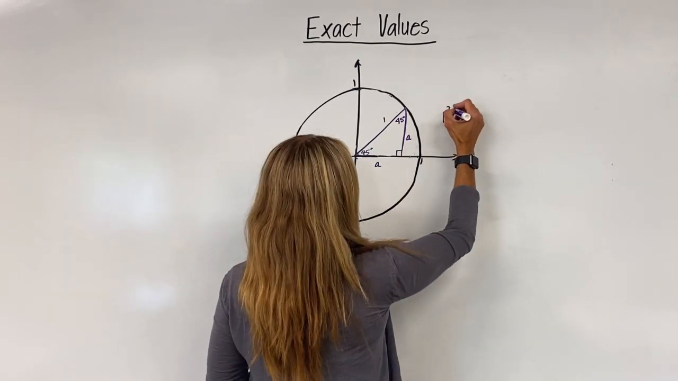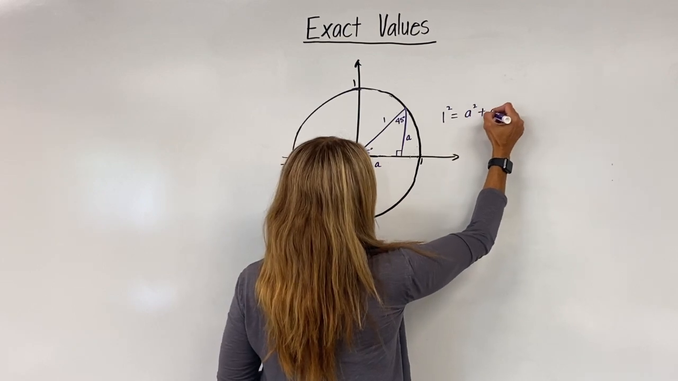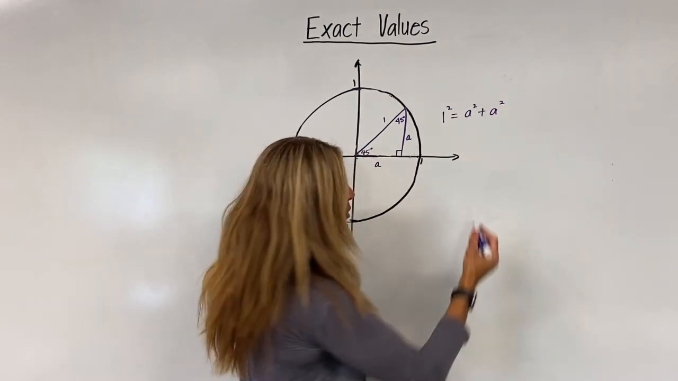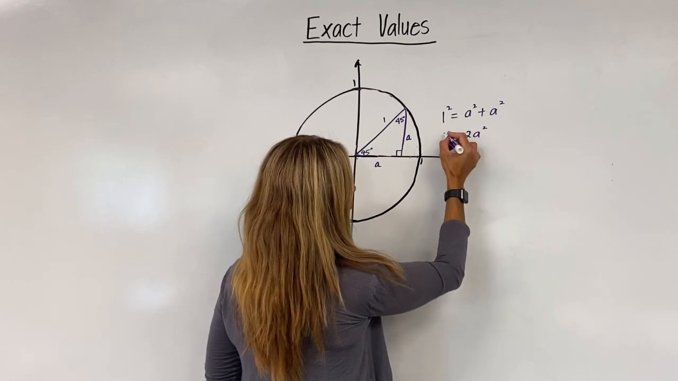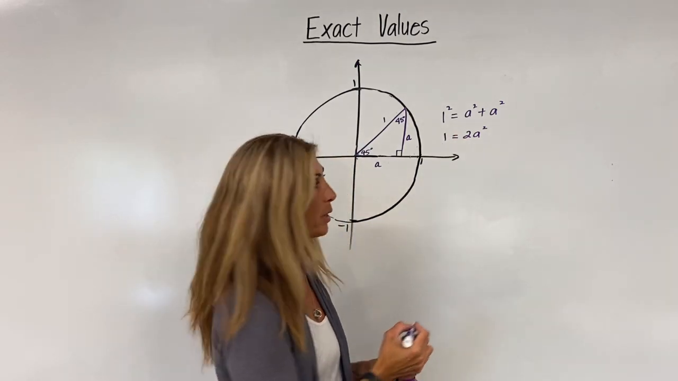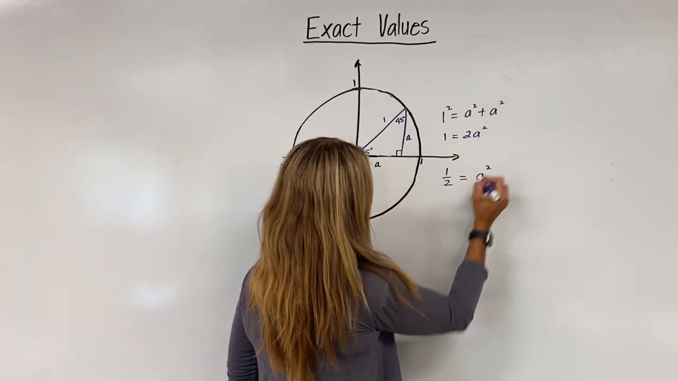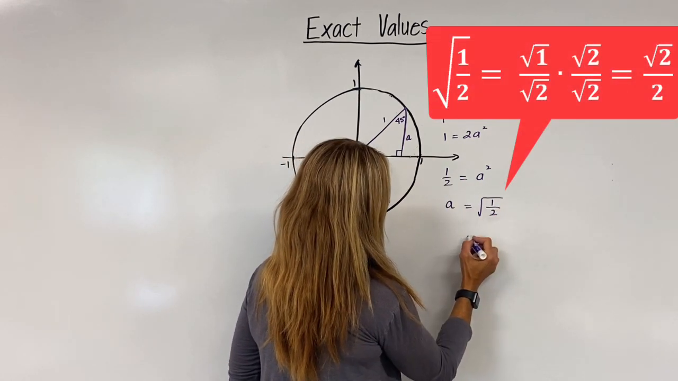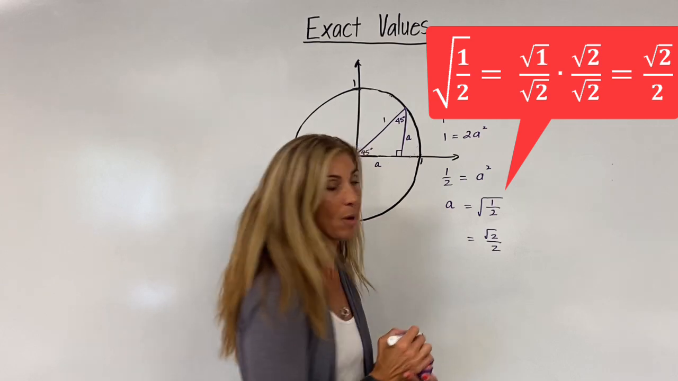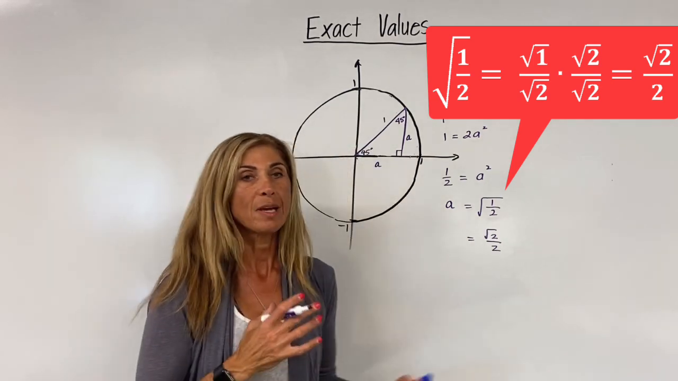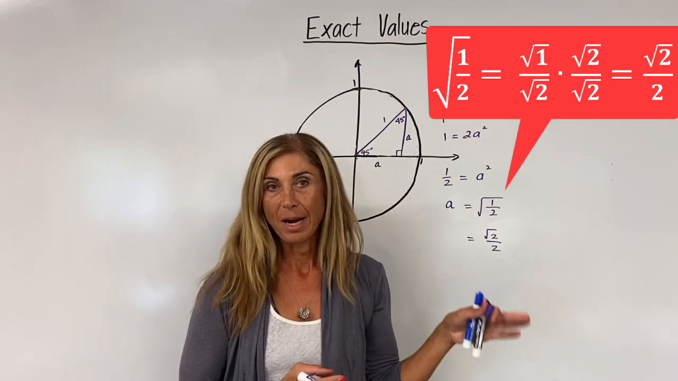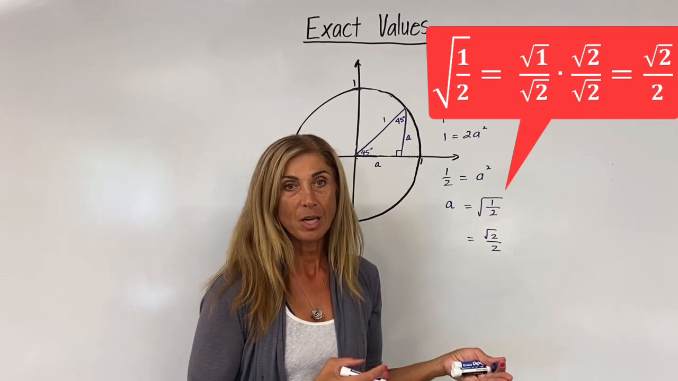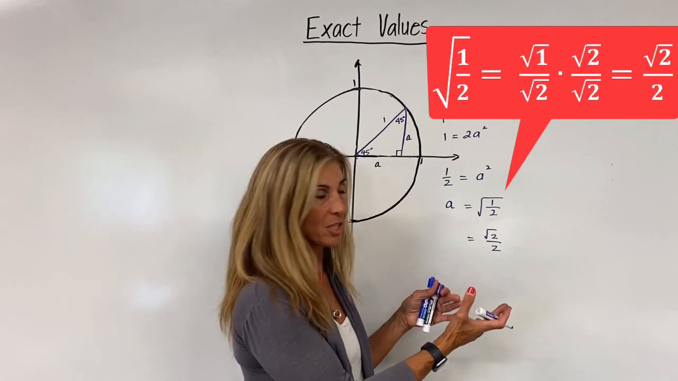So we know 1 squared is equal to A squared plus A squared, again using Pythagoras' theorem. So we have 1 is equal to 2A squared, which means A squared is equal to 1/2, and A equals radical 1 over 2, which is equivalent to radical 2 over 2. I'm not a fan of rewriting our radicals, but you're going to see the benefit of this rationalizing the denominator.